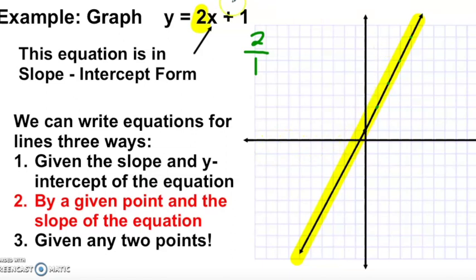The other number that we're looking at in this equation is this 1. This 1 stands for the y-intercept, or b. Where does this cross the y-axis? This line crosses the y-axis right here at 1. So this equation is y equals 2x plus 1. The 2 is the slope, and the 1 is where it crosses the y-axis. If we have those two pieces of information, we can graph lines.